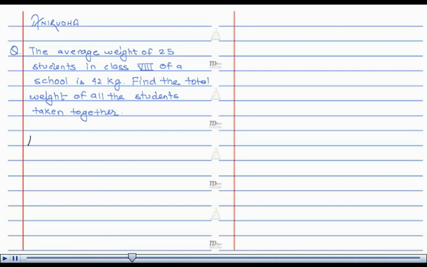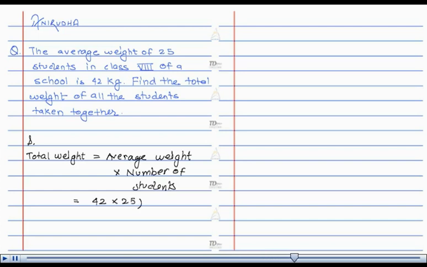Let's see the solution. The total weight is equal to the average weight into the number of students, which is equal to 42 into 25 kg, which is equal to 1050 kg, and therefore the total weight of all the students taken together is equal to 1050 kg.